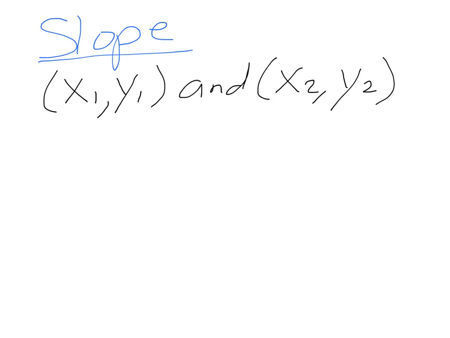Now, to find the slope, we're actually going to start by using an abbreviation for slope, and no, we're not going to use S, because S has another meaning, but instead, we're going to let M stand for slope.